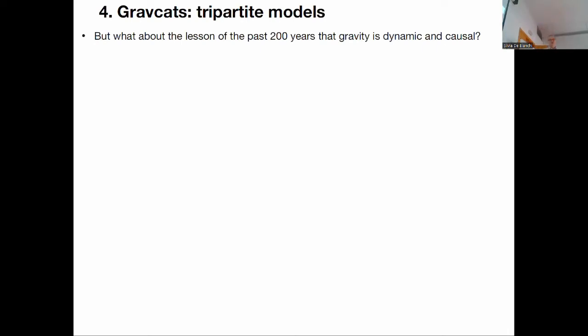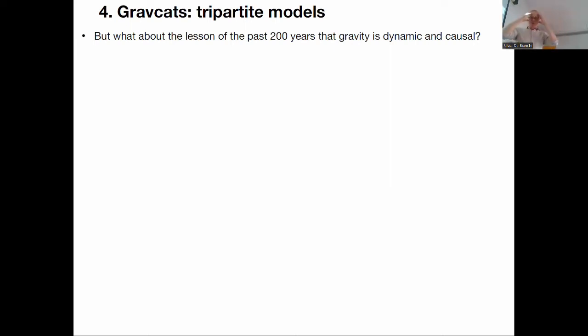So we've just lost this important lesson. I don't mean that we knew this lesson 200 years ago, but we started learning it 200 years ago. I'm thinking about Faraday and Maxwell. 100 years ago, we learned this lesson, but 200 years is a long time to learn it. That's totally lost in this model, and that needs to be taken into account.